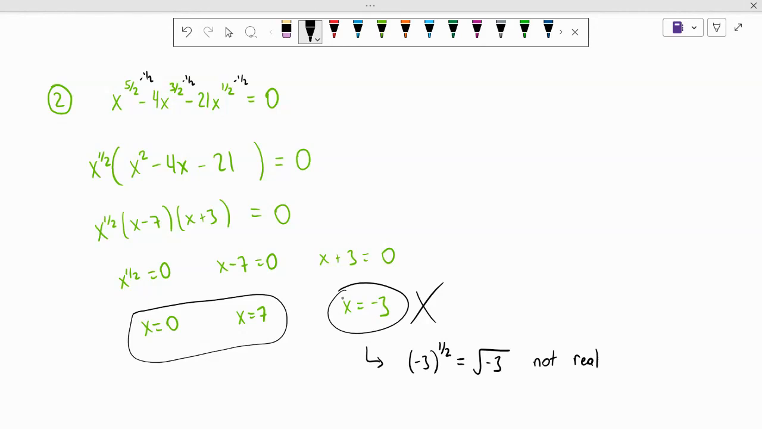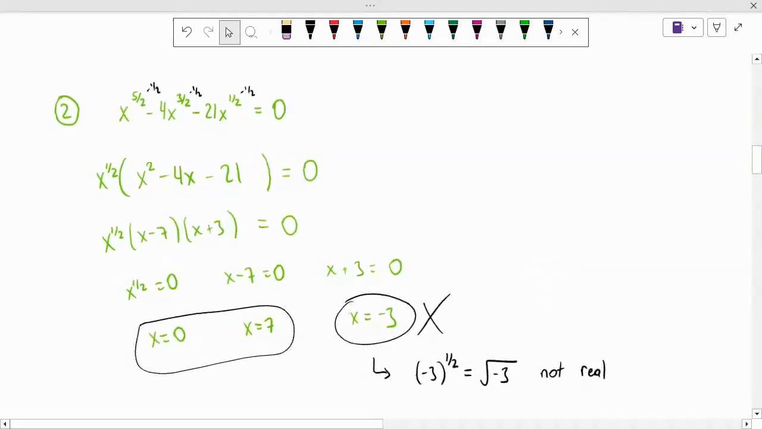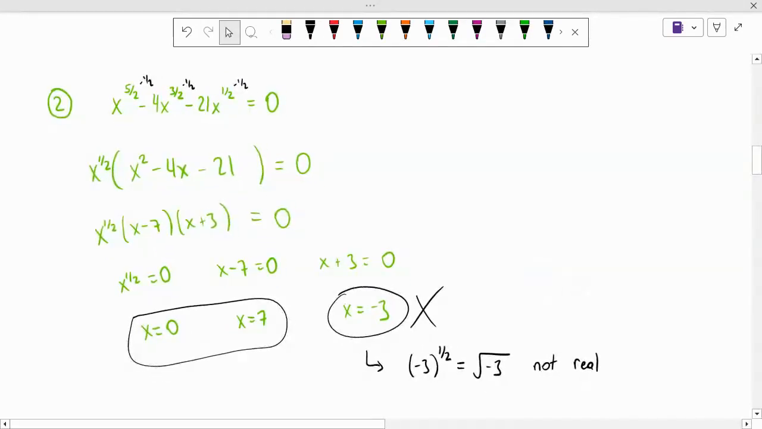So that's why x equals -3 does not work as a solution, okay? 0 and 7 will work though, because if you try to plug them into your equation, you don't have any issue with square rooting a negative number. So 0 and 7 will be fine.